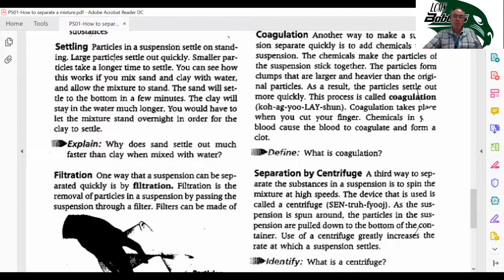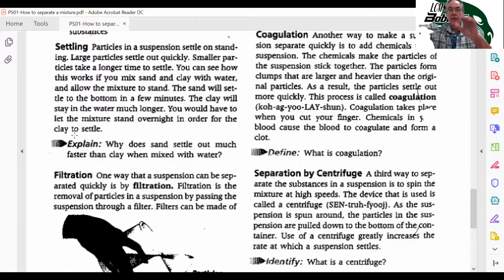But naturally, particles will settle. Our reading says the particles in the suspension settle on standing. Large particles will settle out quickly, which makes sense. Smaller particles will take a longer time to settle. You can see how this works if you mix sand and clay with water and allow the mixture to stand, or just sit. The sand will settle to the bottom in a few minutes, and the clay will take much longer. You would have to let the mixture stand overnight for the clay or the fine material to settle.